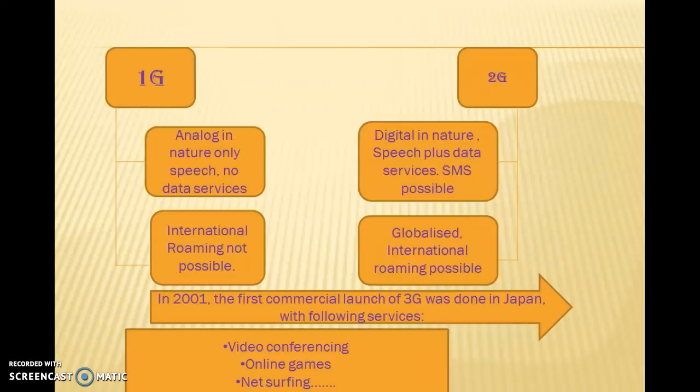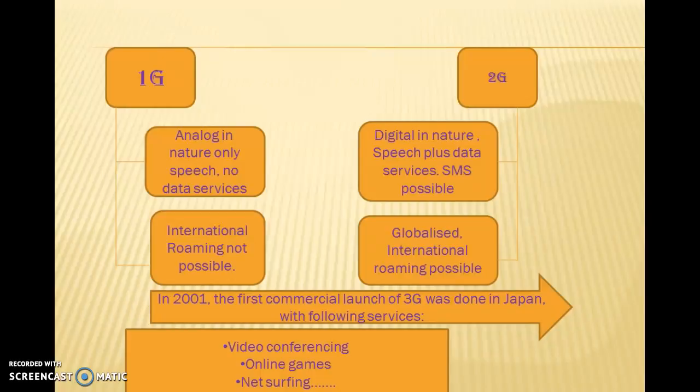Before GSM, there was 1G communication, that is first generation communication, that was based on an analog system. It was analog in nature and only speech. That means we can only transmit speech signals. If you call a user, you can speak with him, that's it. No data services were there. But GSM is digital in nature, speech plus data services are available, SMS is possible over here.